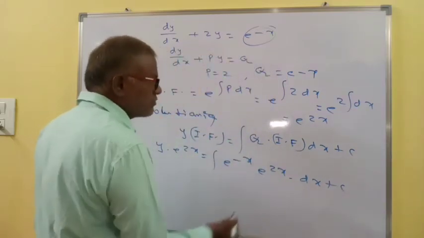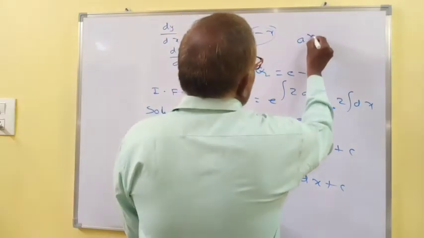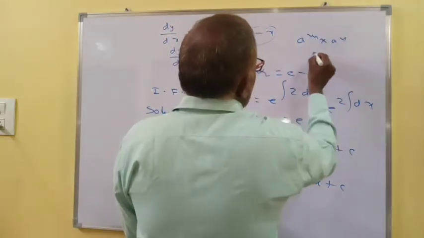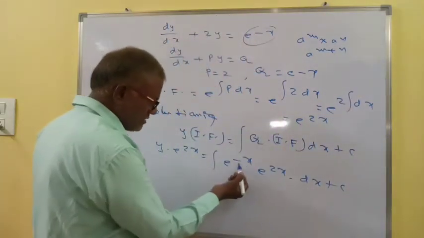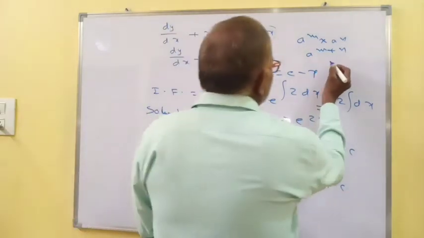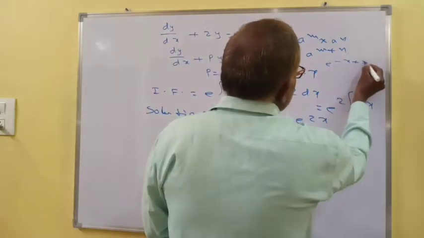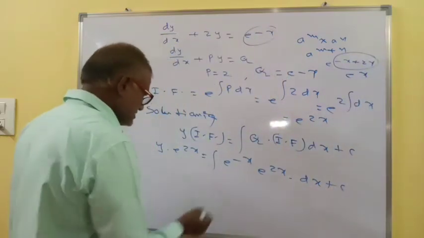Here a power m into a power n means a power m plus n. That means clearly the base is e. Minus x plus 2x means x. Here e power minus x plus 2x means e power x.